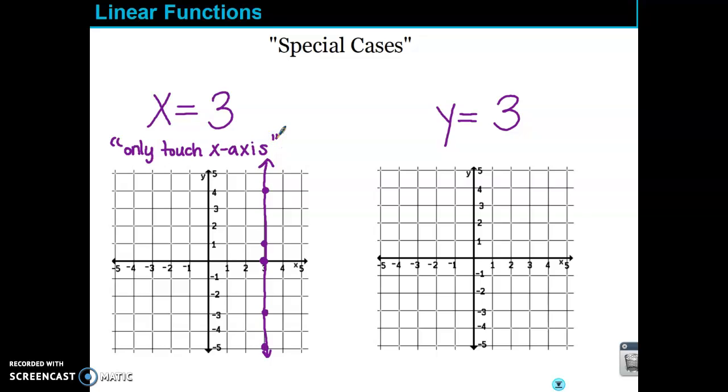So on the flip side over here, y equals 3 can only touch the y-axis. So no matter what the x's are, you're going to always have a y value of positive 3. So you'll get this horizontal line. So those are our special cases. Just wanted to throw those in there.